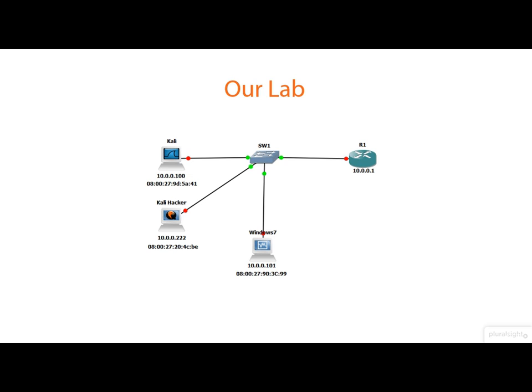Now here are our candidates for this lab. We have 3 hosts. The attacker is going to use Kali Linux at 10.0.0.222, and the victim machine will be a Windows 7 host at 10.0.0.101. Finally, the penetration tester will use Kali Linux to intercept all the traffic and analyze any attacks on the network. And his address is at 100. Let's begin.